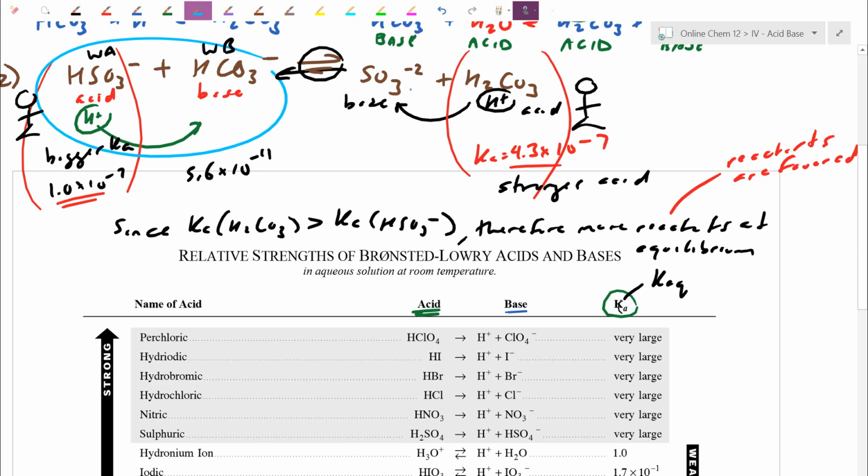Okay. Tomorrow we'll come back and look more at Ka. We'll talk about how we calculate Kb, and I'll give you a way to calculate what the Keq value should be here. All right.